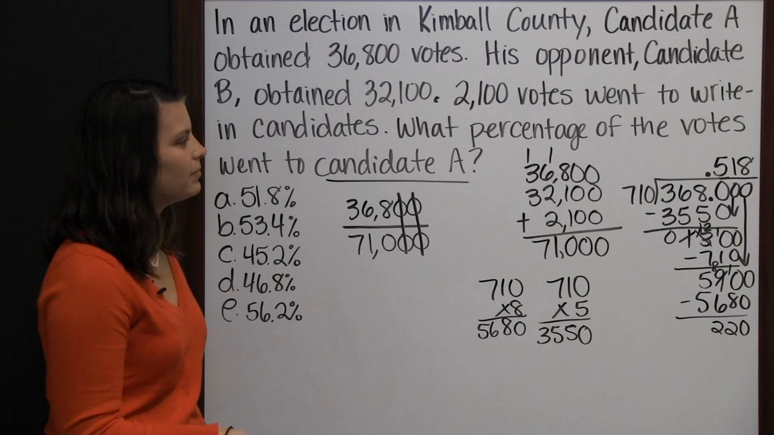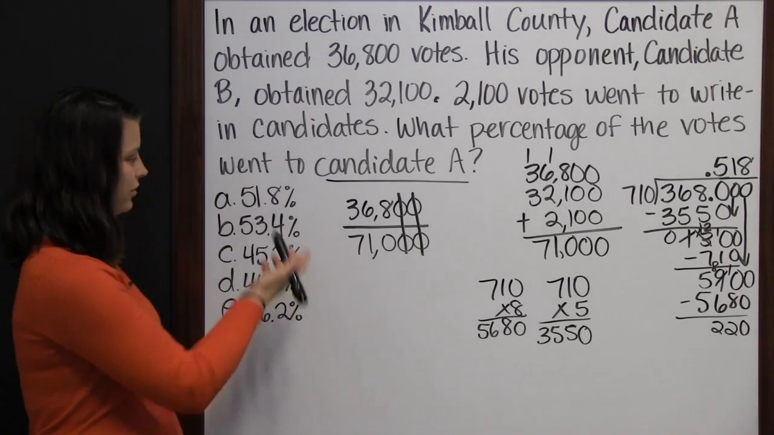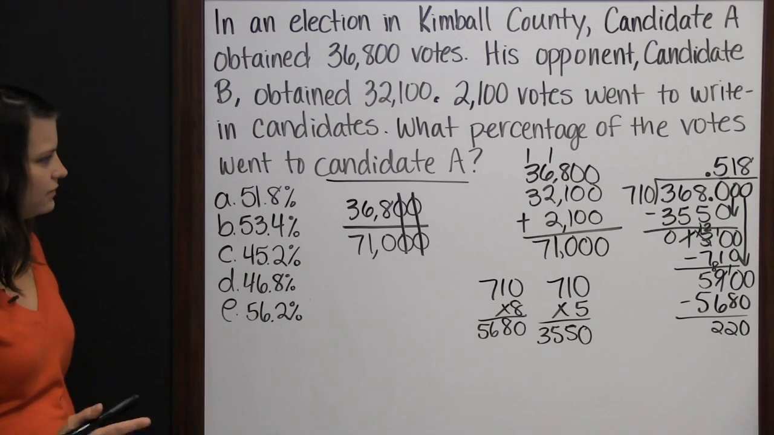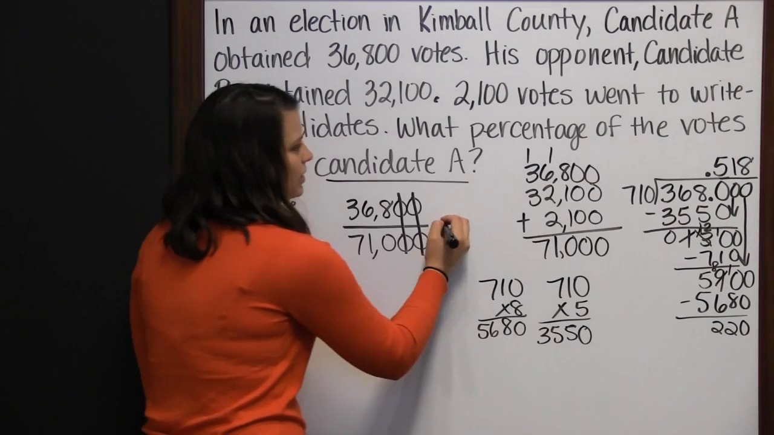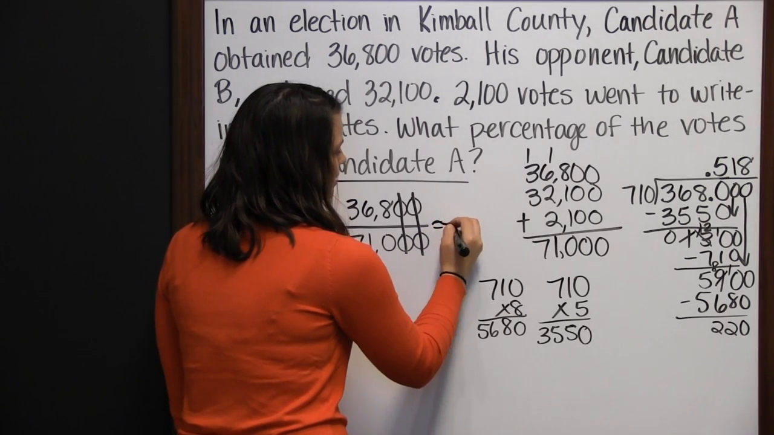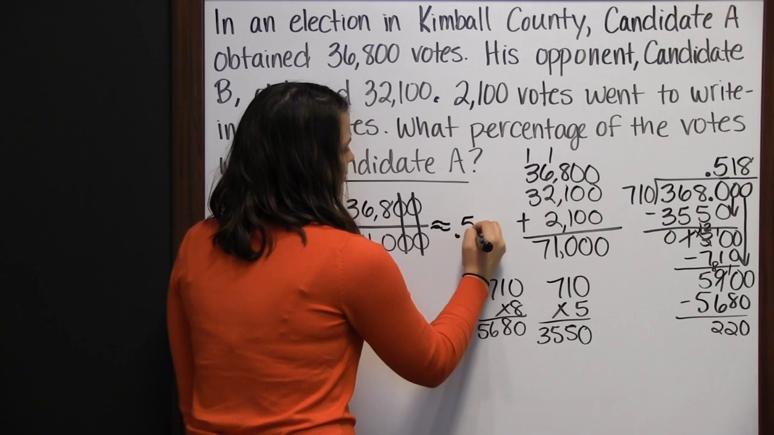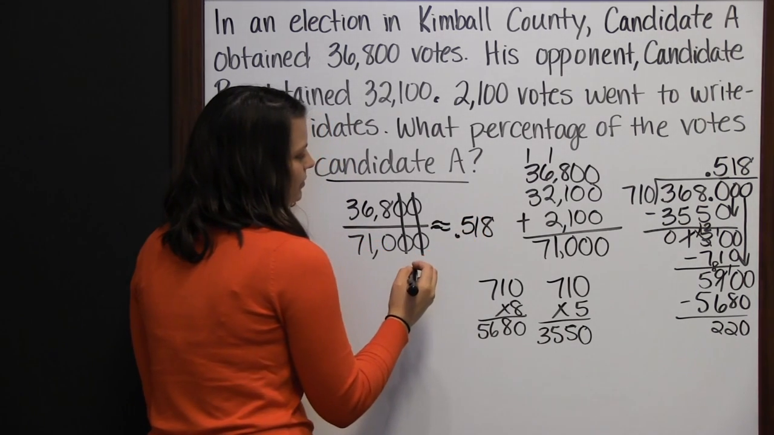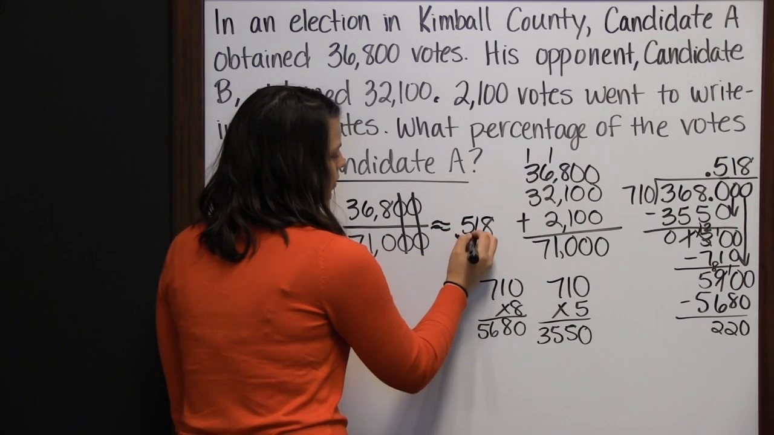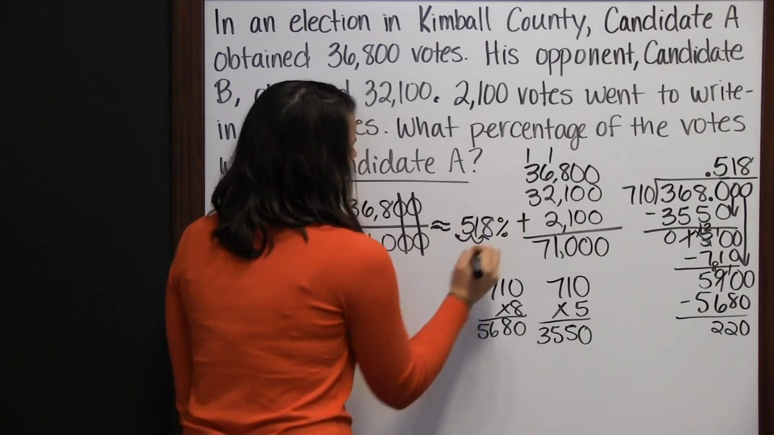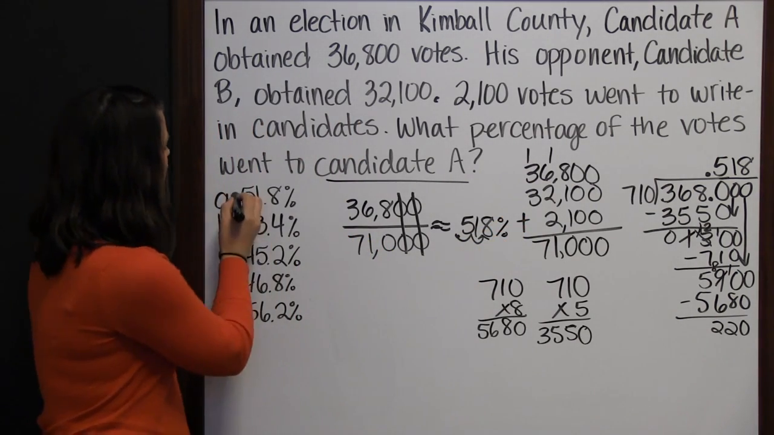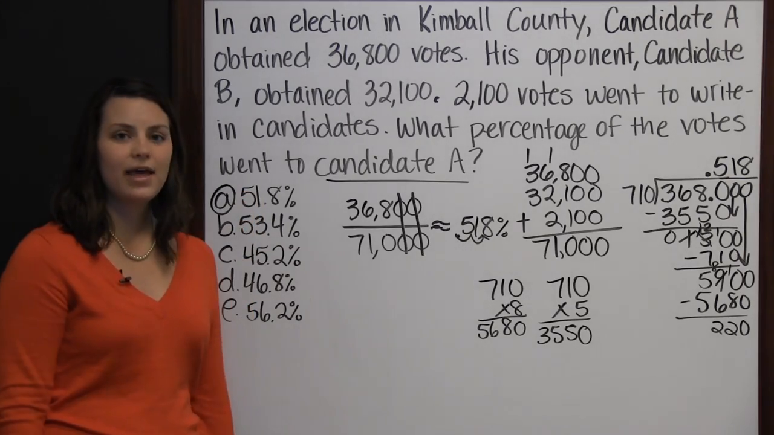And we could keep going, but really, that's all I need to know, because as I look at my answers, it's very clear which one of these is my answer. This is about 518 thousandths, and then when we change it into our percent, we move our decimal two places to the right, we get 51 8/10%, which is answer A.